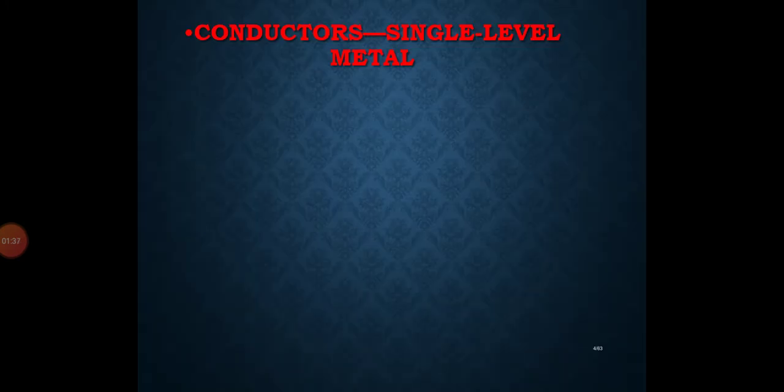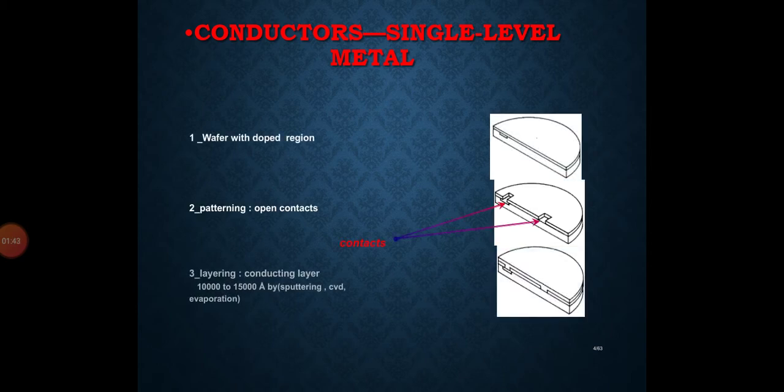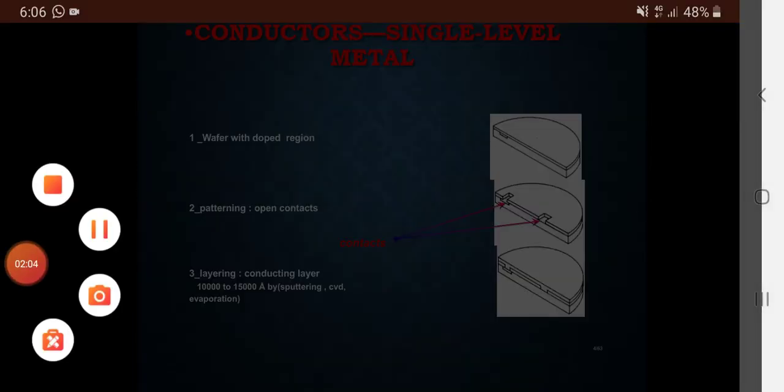Now, first of all, conductor single level metal. These are actually the metal surfaces. First one is the wafer with doped region, the second one is the patterning open contact, and the third layer is the conductive layer. There's one, this is 10 to 15,000 angstrom sputtering CVD operation. These are the three single level metal.